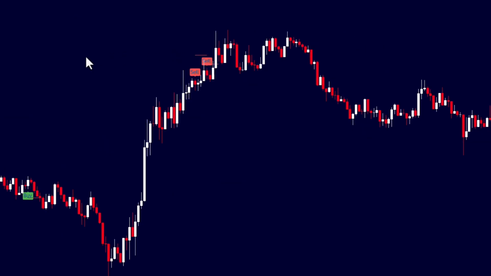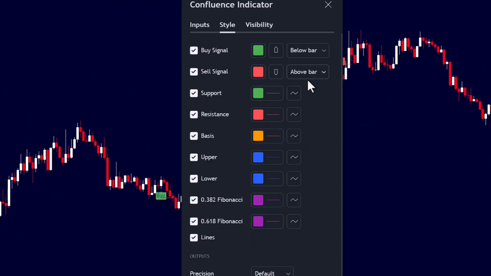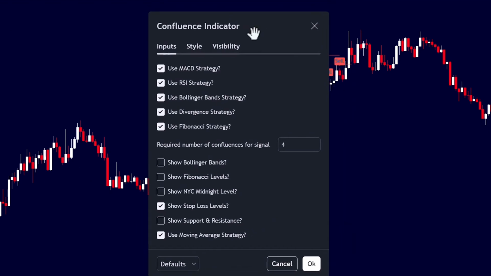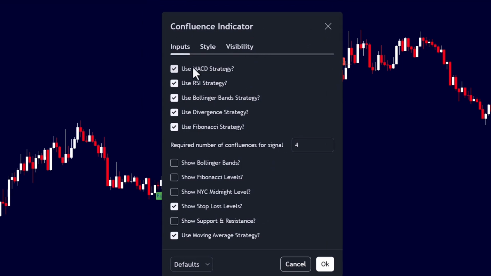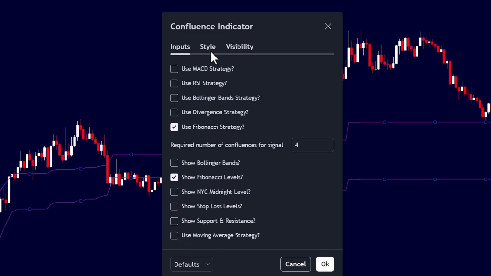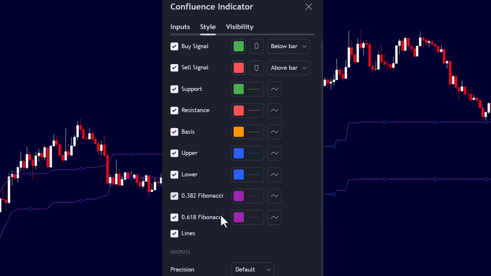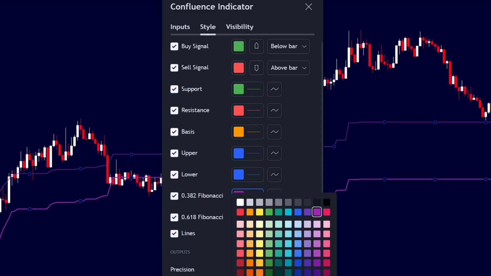Now that the indicator is on your chart, I'll walk you through how to set it up for optimal performance. First, open the indicator settings and head to the indicator section. Here you'll see a list of strategies. Make sure to turn off all of them except for the Fibonacci strategy, because that's our main focus today. Next, enable the Show Fibonacci Levels option while turning off the others. These Fibonacci levels are super important because they help highlight key support and resistance zones on your chart.